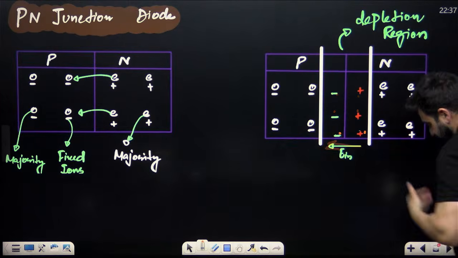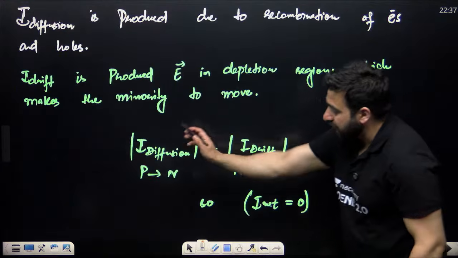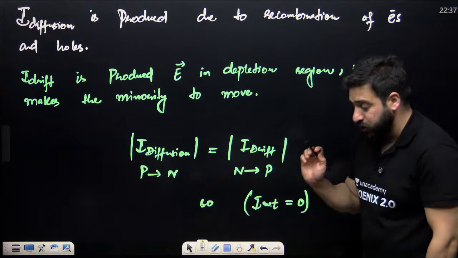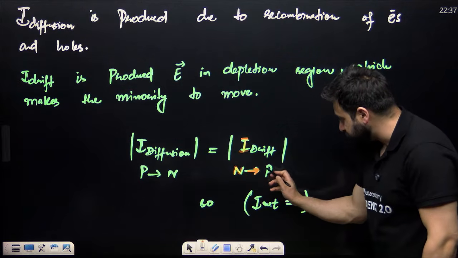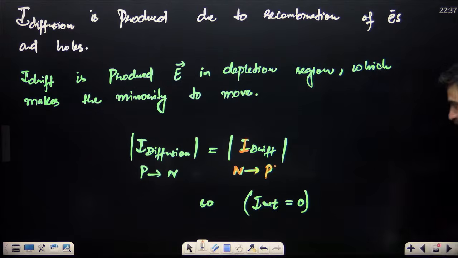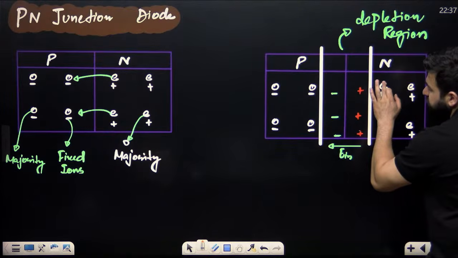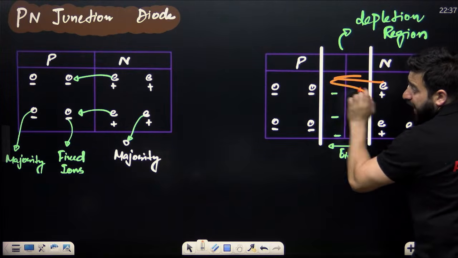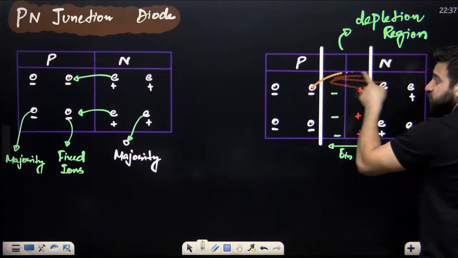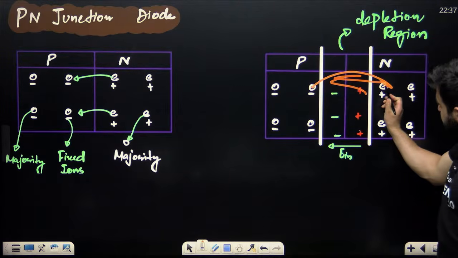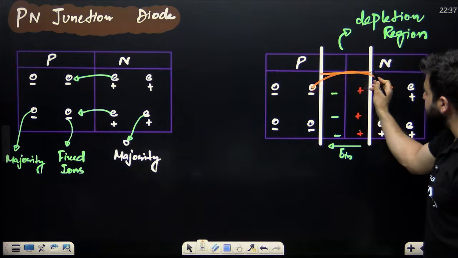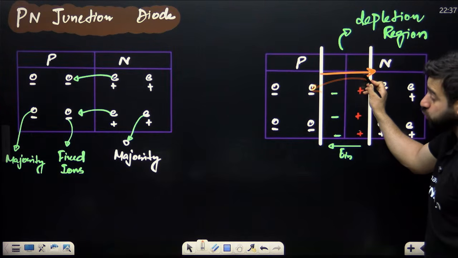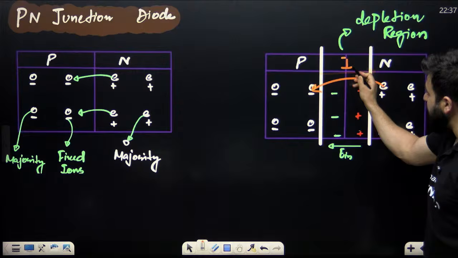So due to that, drift current is being produced. One more important thing: this drift current is from N to P, and this diffusion current is from P to N. Why? Because when an electron recombines with the hole, the direction of the current is always opposite to the direction of flow of electrons. So this will be I diffusion.